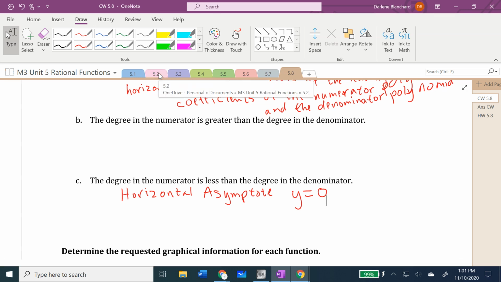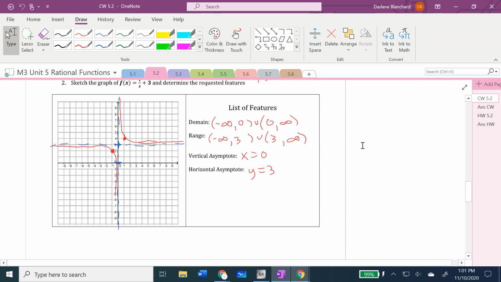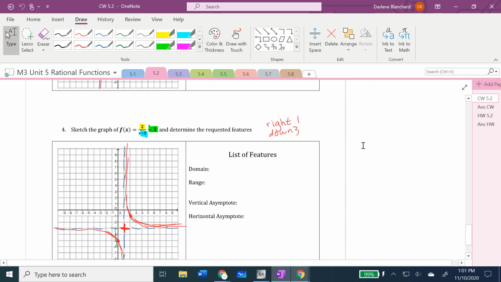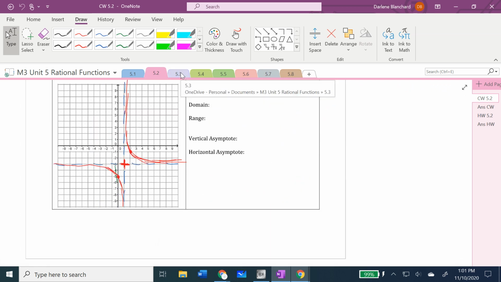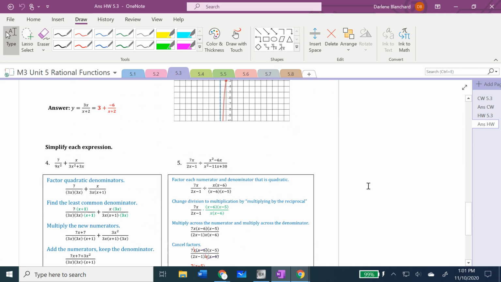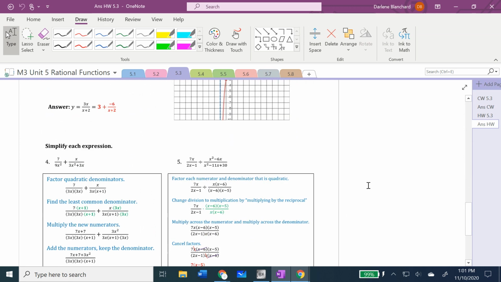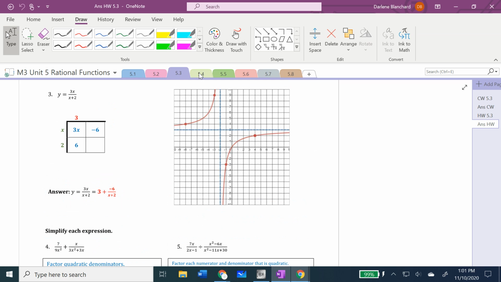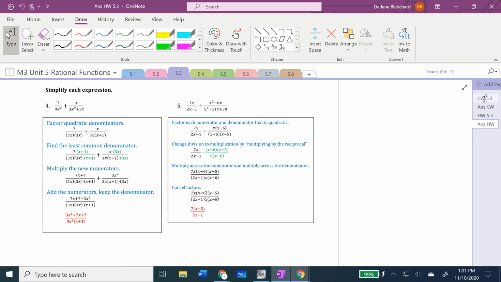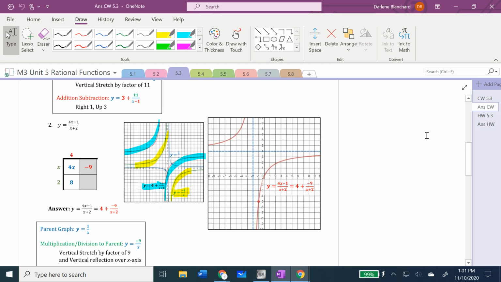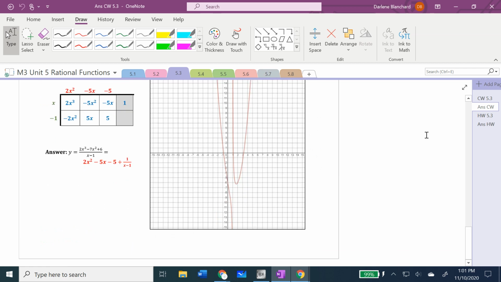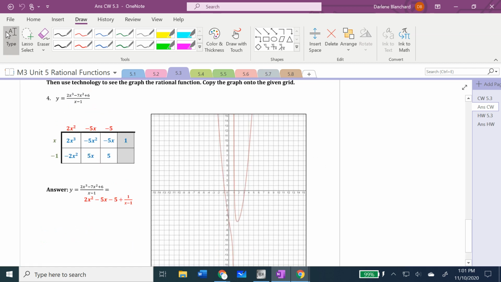And I'm going to go find that. It was either from 5.2 or 5.3, and I don't remember off the top of my head. 5.3. Or maybe it was 5.4. Or maybe it was 5.3 because I'm not looking at the classwork. There we go. Do you remember this one?